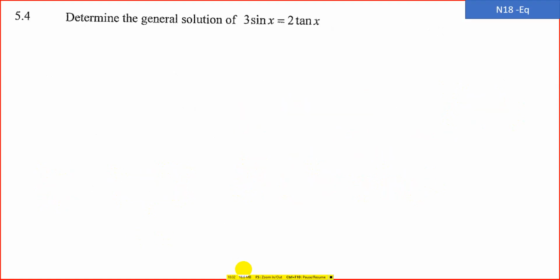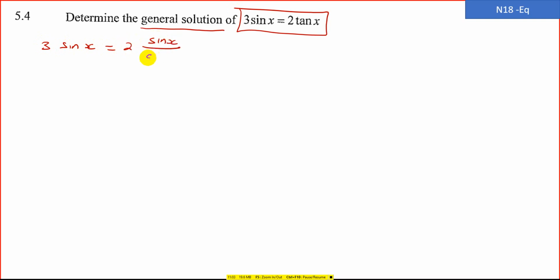Okay, well, our next question is from the November 2018 paper. And if we look at the question, it says, determine the general solution. And it's 3 sine x is equal to 2 tan x. So whenever you see tan, our first option is to remember that tan x is equal to sine x over cos x. So I'm going to change tan, that 3 sine x, and I'm changing the tan to 2 sine x over cos x.